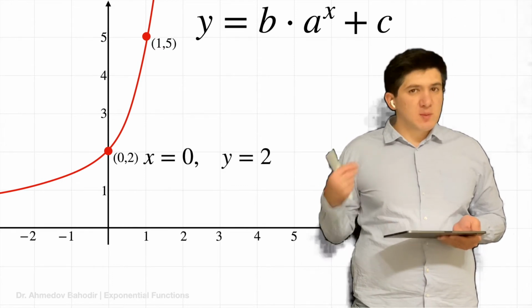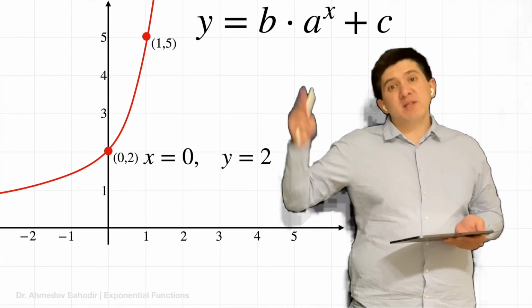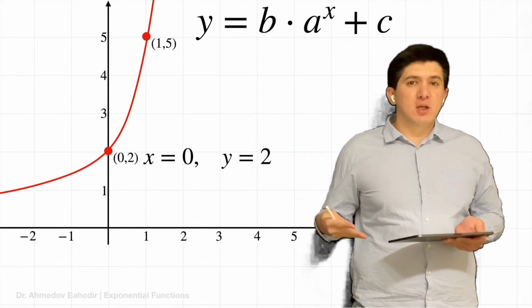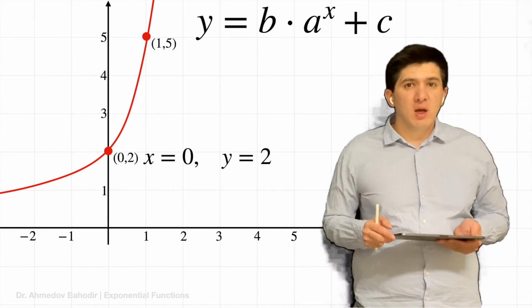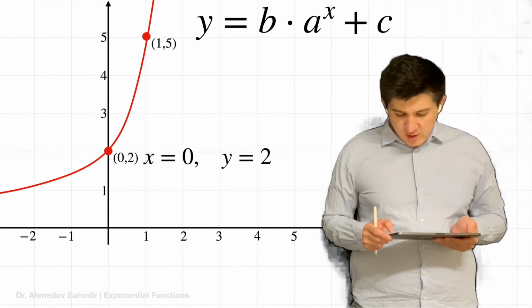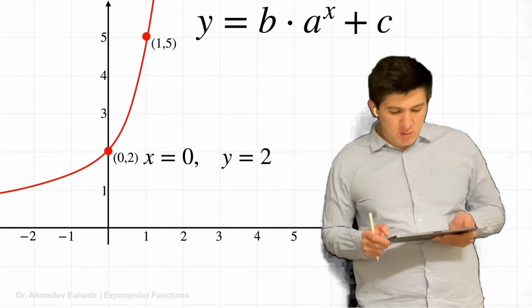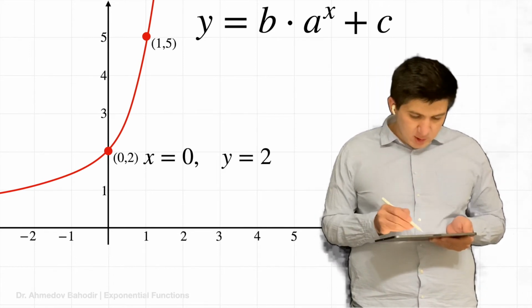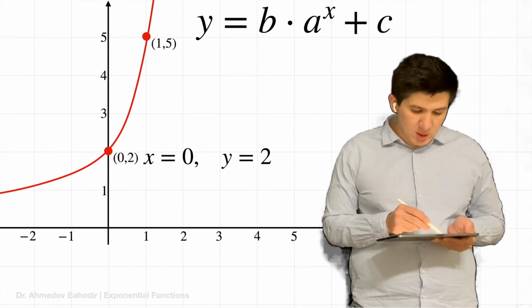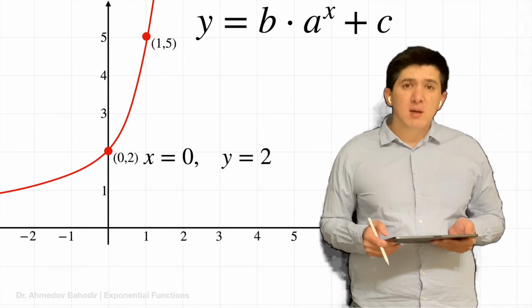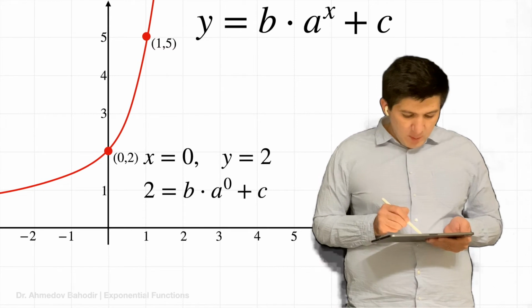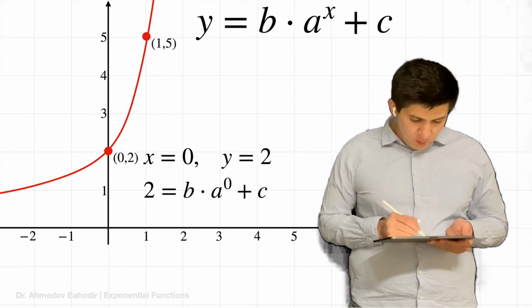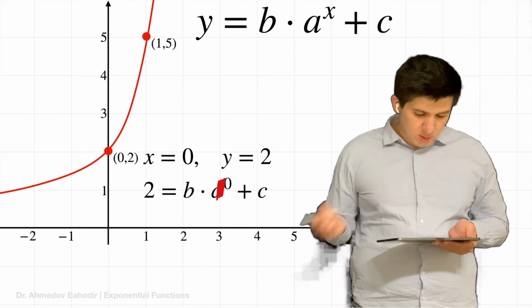Since this point lies on the exponential function, if I substitute the coordinates of this point into the equation of the exponential function, it should work. Essentially, if I substitute x equal to 0 and y equal to 2 into this equation, the left-hand side should be equal to the right-hand side. So let's substitute this. a to the power of 0 is equal to 1, right?